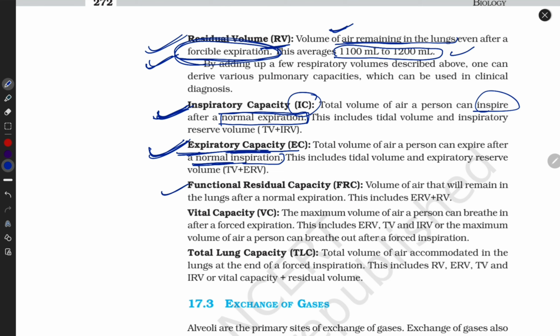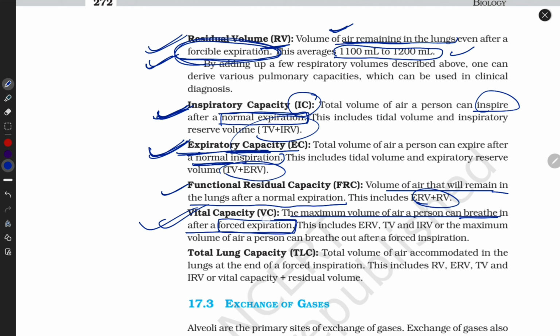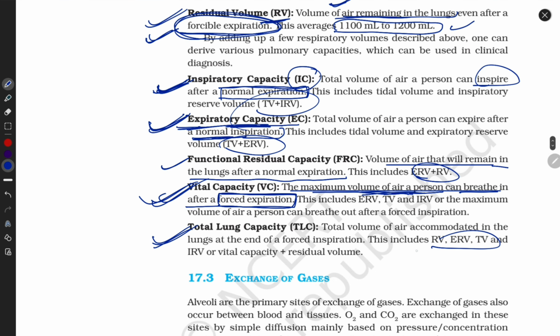What is the functional residual capacity? Volume of air that will remain in the lungs after normal expiration. This is the formula you have to remember. What is vital capacity? The maximum volume of air a person can breathe in after forced expiration. After forced expiration, the maximum amount that a person can inhale. This volume is vital capacity. Now total lung capacity. Add vital capacity and residual volume, and you get total lung capacity.